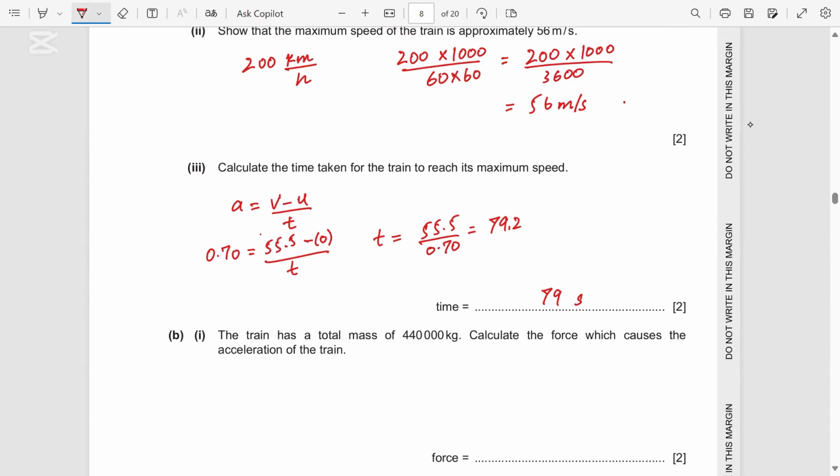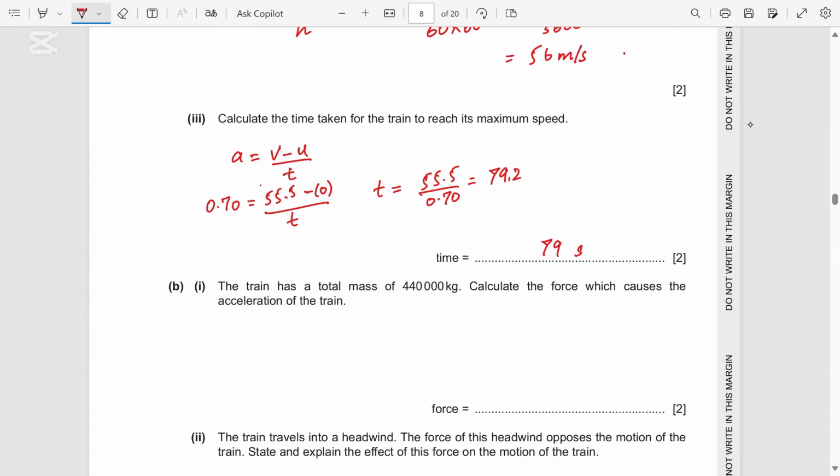The next part is the train has a total mass of 440,000 kilograms. Calculate the force which causes the acceleration of the train. So the formula is F is equal to ma, where F is the resultant force. The mass is 440,000 kilograms, and the acceleration is 0.70, right? And the value for the force is 310,000, right? Or you can also write here as 3.1 into 10 raised to power 5 newtons, right?